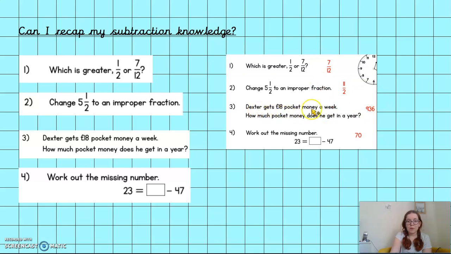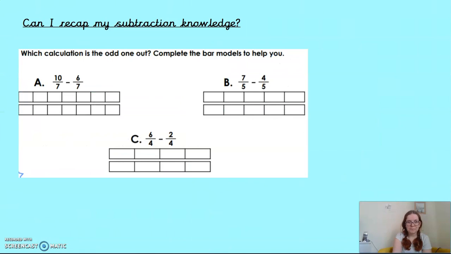This one, number 3, you had to know that there are 52 weeks in a year and you were going to be timesing 18 by 52 to get you to 936. Okay, and hopefully this one you spotted you needed to do the inverse to find the missing number here. Alright guys, let's get started on our subtraction recap.